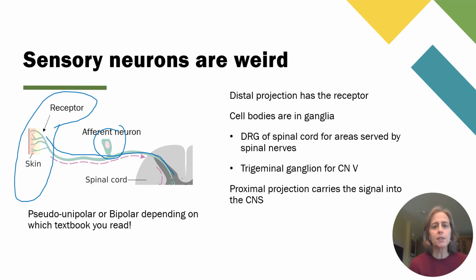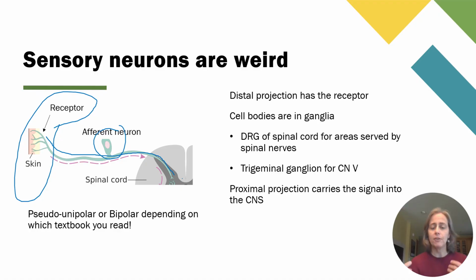So for all of our sensory neurons, the cell bodies are going to live in the ganglia. For the general body, it's going to be the dorsal root ganglion of the spinal cord. But remember, cranial nerve 5, the trigeminal nerve, is for sensation of the face. And so you have a special trigeminal ganglion up near the brainstem for cranial nerve 5.